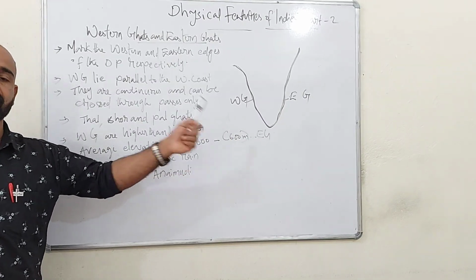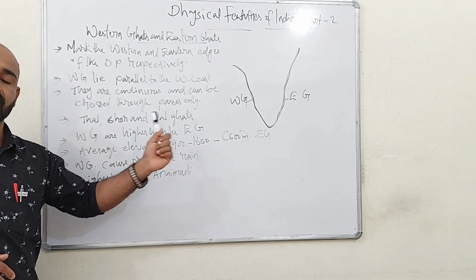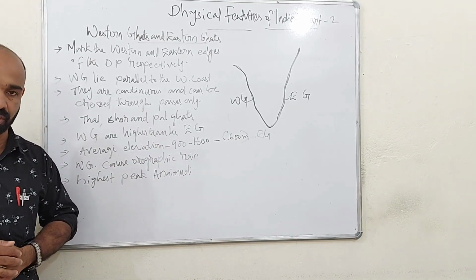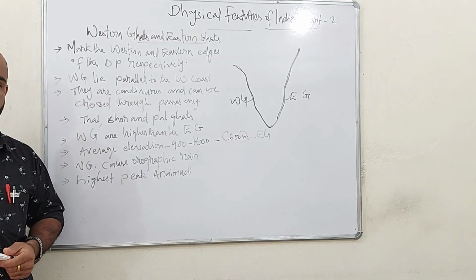Western Ghats are higher than the Eastern Ghats. The average height of the Western Ghat is 900 to 1600 meters, but the Eastern Ghat is just 600 meters only.